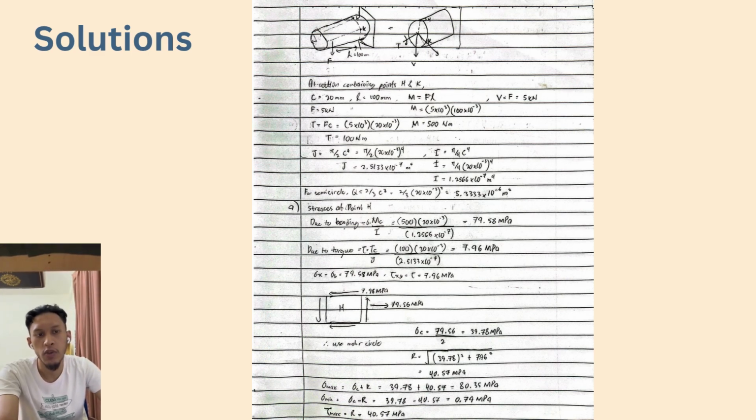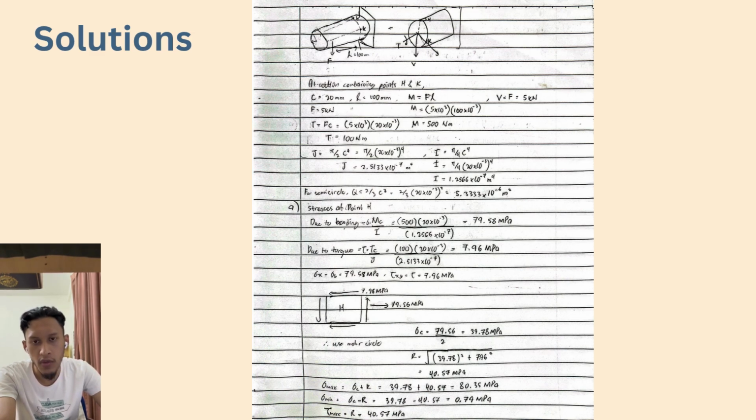So for step 2, we need to calculate the bending moment. The equation for bending moment is force multiplied by length. We have the force, which is 5 kilonewton, and the length is 100 millimeter. So we get 500 newton meter.